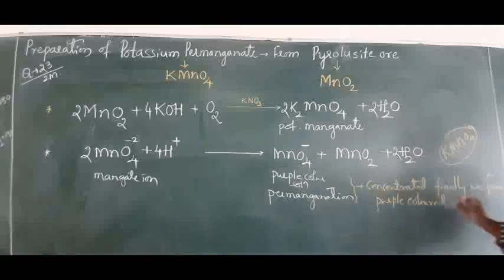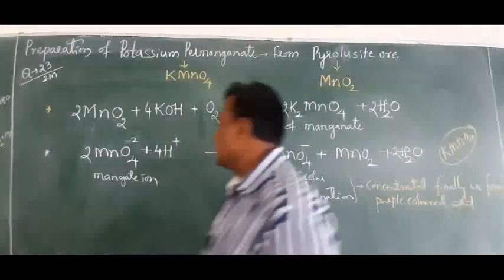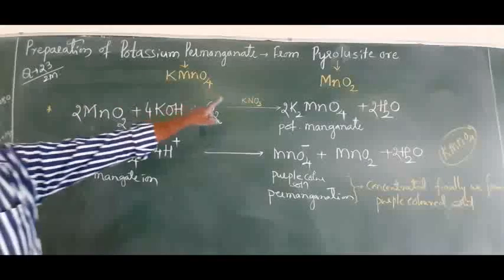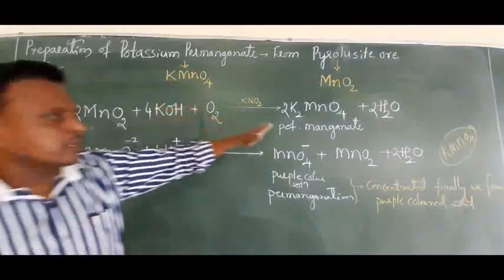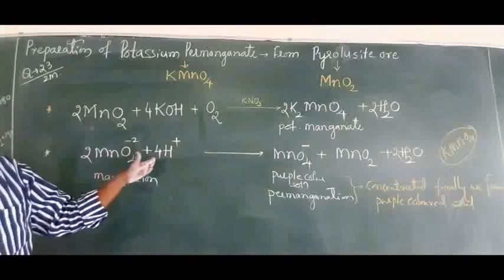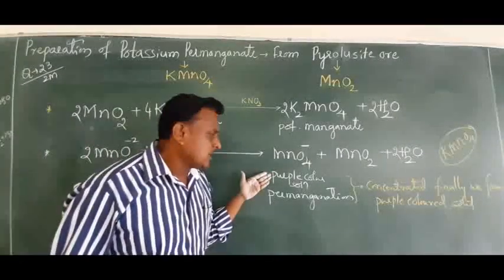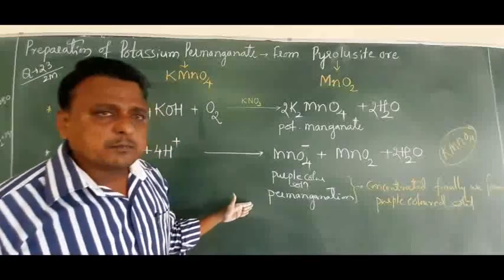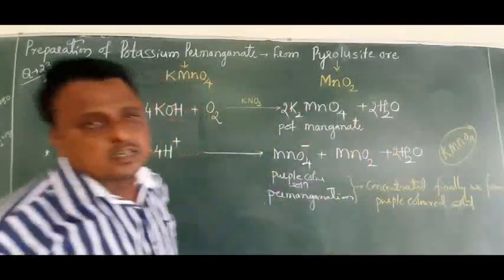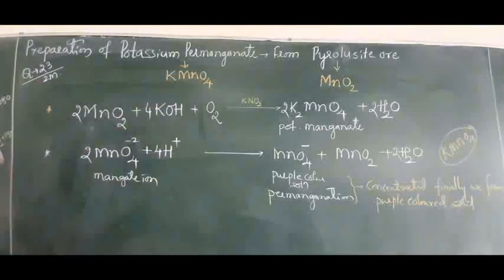Very simple, a two-step mechanism. One is pyrolusite, which is oxidized with an alkali to form potassium manganate. And your manganate ion undergoes disproportionation in an acidic medium to form a solution of permanganate ion. And finally, it is concentrated to get potassium permanganate. Yes, this is a simple method.